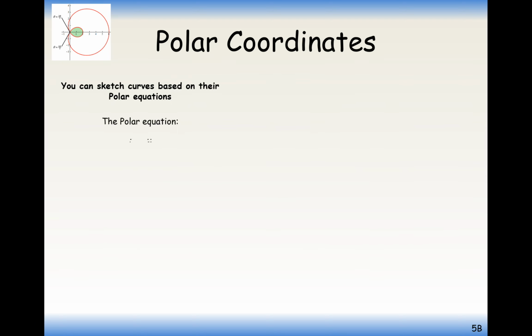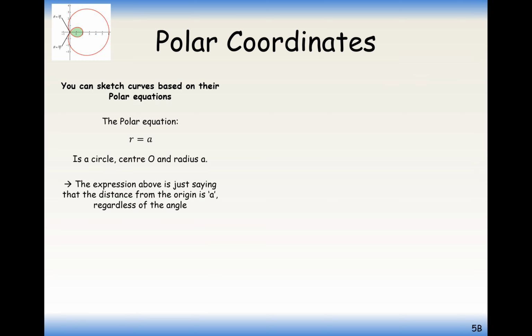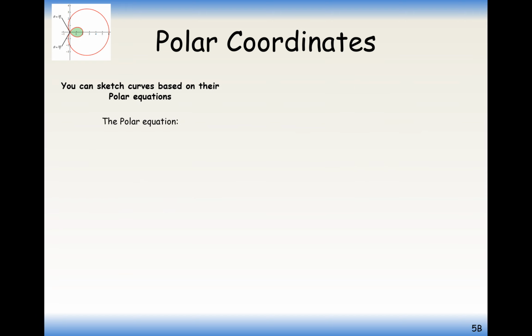So some easy graphs to get us started. R equals A, where A is just a number. We saw this in the previous video. When R is equal to 5, the radius is always equal to 5. And here when the radius is equal to A, it's just a circle with radius A all the way around. It doesn't matter what the angle is, the radius is always equal to A. So that's a nice straightforward one there.